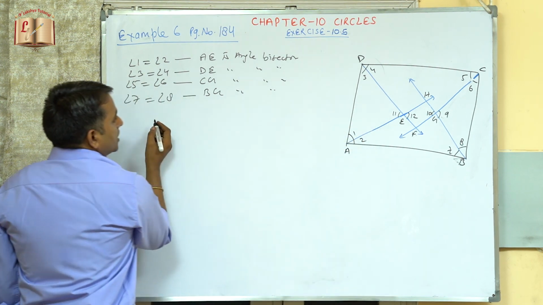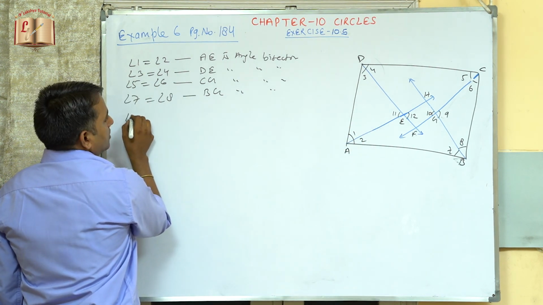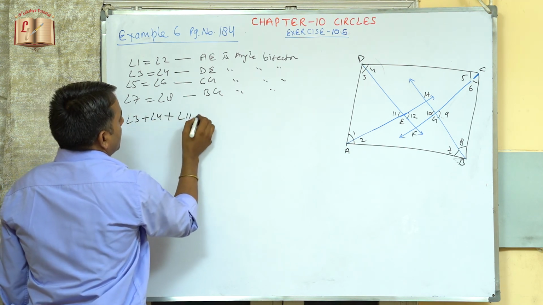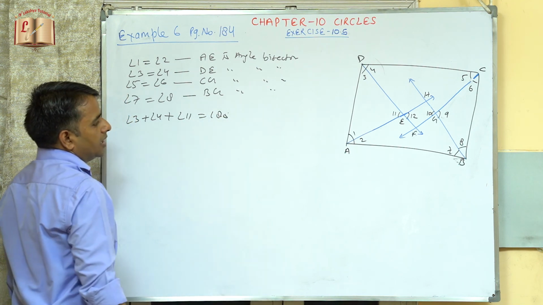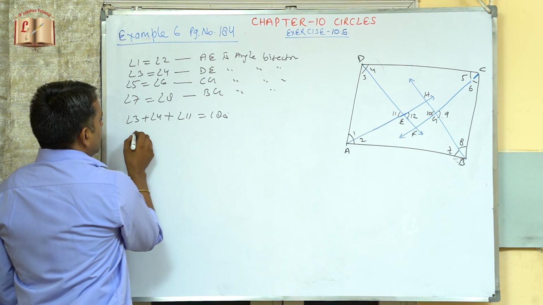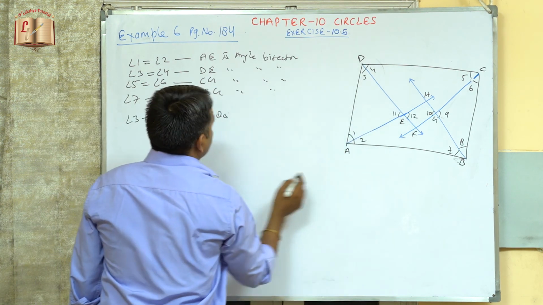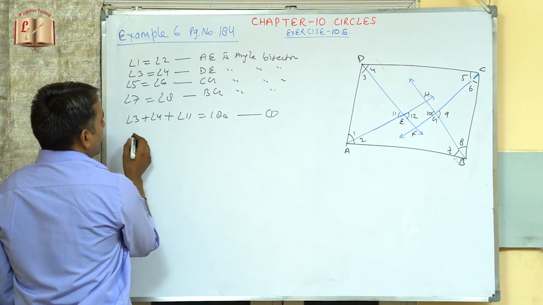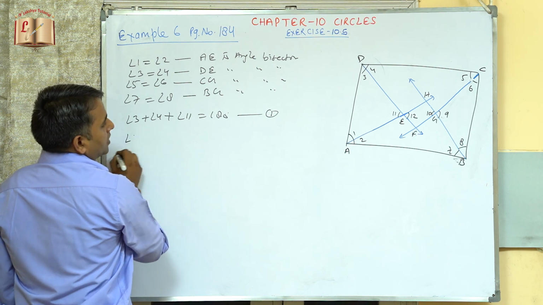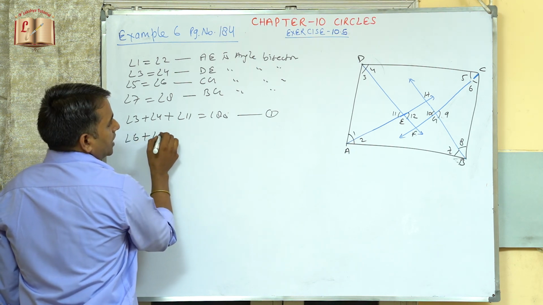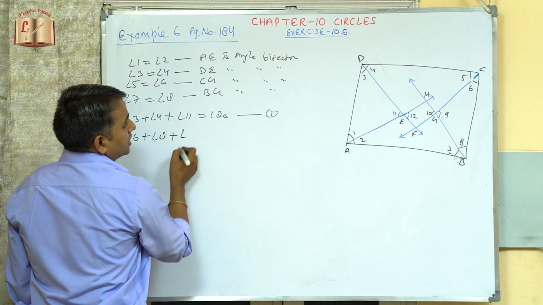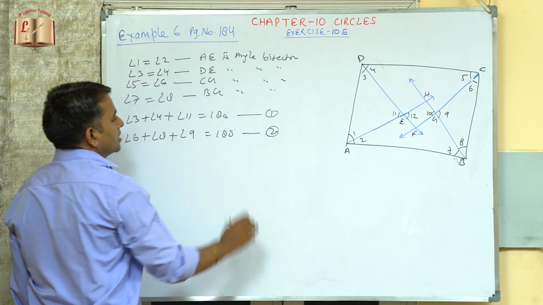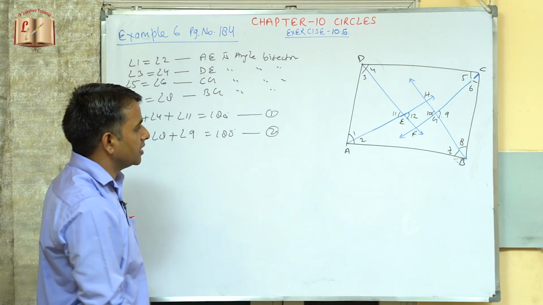Now see that in this triangle, angle 3 plus angle 4 plus angle 11 will be equal to 180 degree. Take this as equation number 1, and similarly angle 5 plus angle 6 plus angle 8 plus angle 9 will be equal to 180 degree. So this is equation number 2, as angle sum property of the triangles.